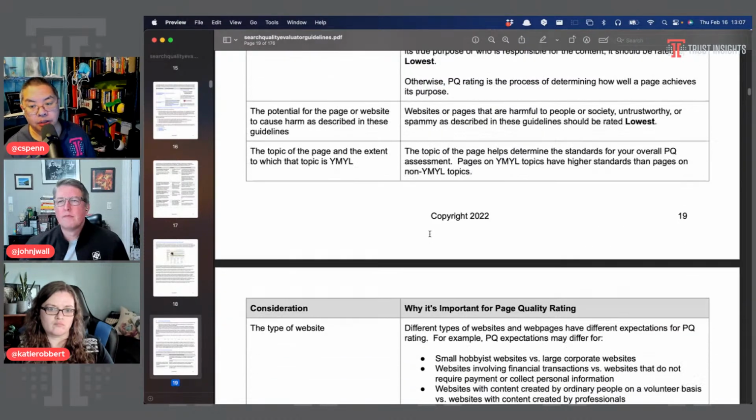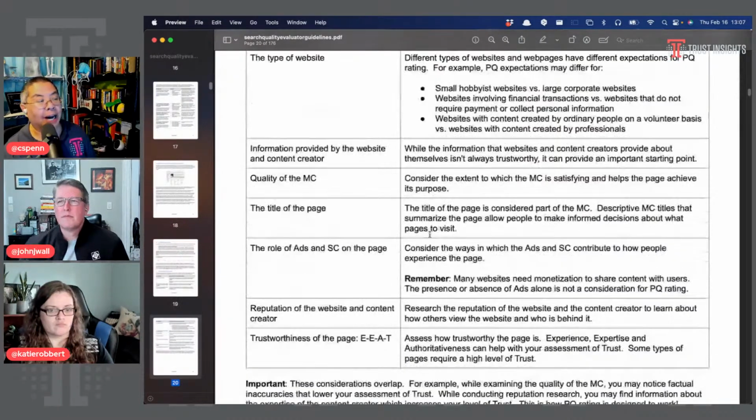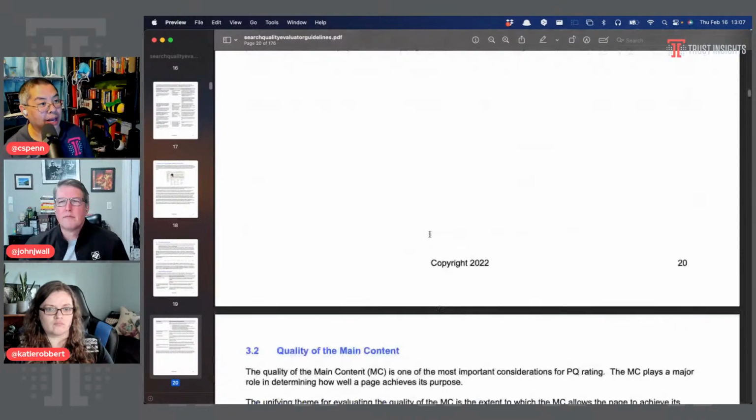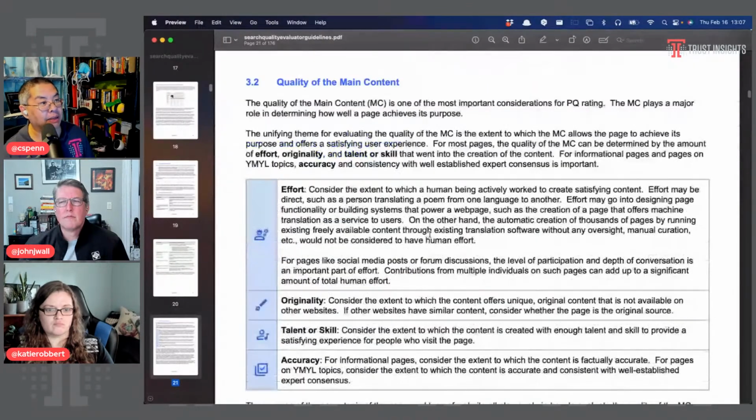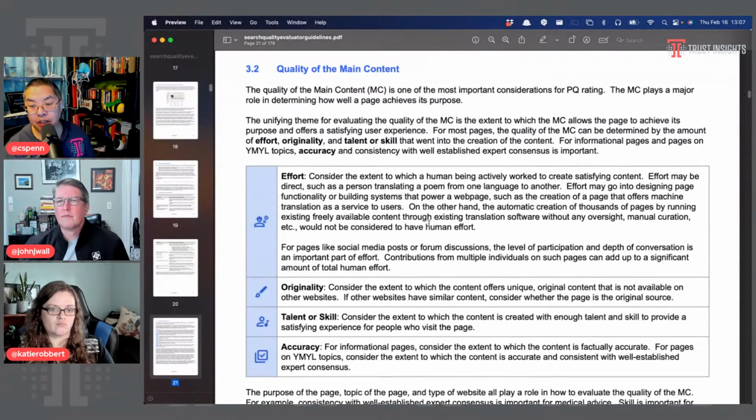And those decisions are made by the raters, which is why there's so many of them, because you need to have many different people evaluating these pages based on Google's somewhat subjective guidelines. The 4 categories that they look at are effort, which is how much effort did it take to create this content, how original is it, how much skill does it take to create the content, and how accurate is the content. So when Google talks about quality of content, those are the 4 major buckets.